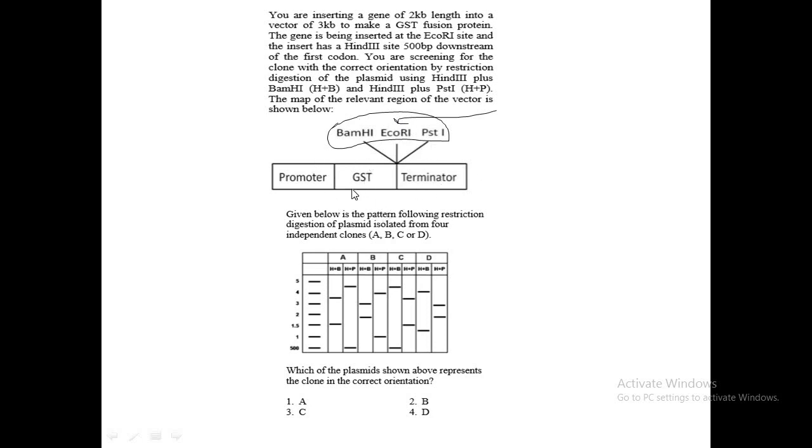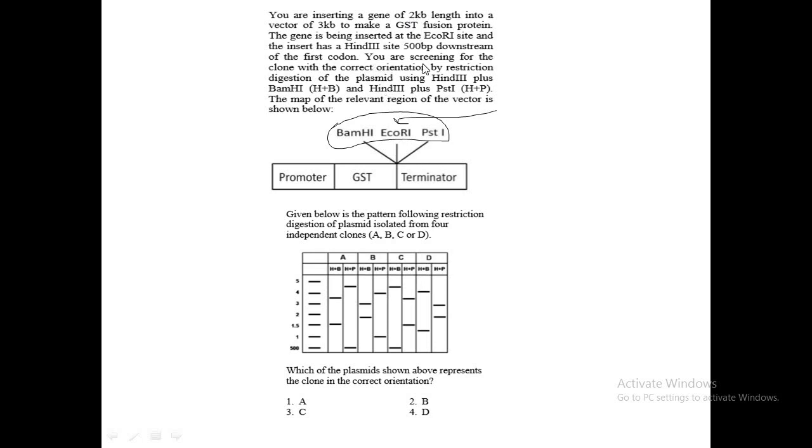That means we will clone a gene here in this vector, and there are three restriction sites that have been given. The gene is being inserted at the EcoR1 site, and the insert has a HindIII site 500 base pair downstream of the first codon. So you will insert your insert using this restriction site EcoR1. You will digest here, and then you will insert your gene whose size is 2 kb.